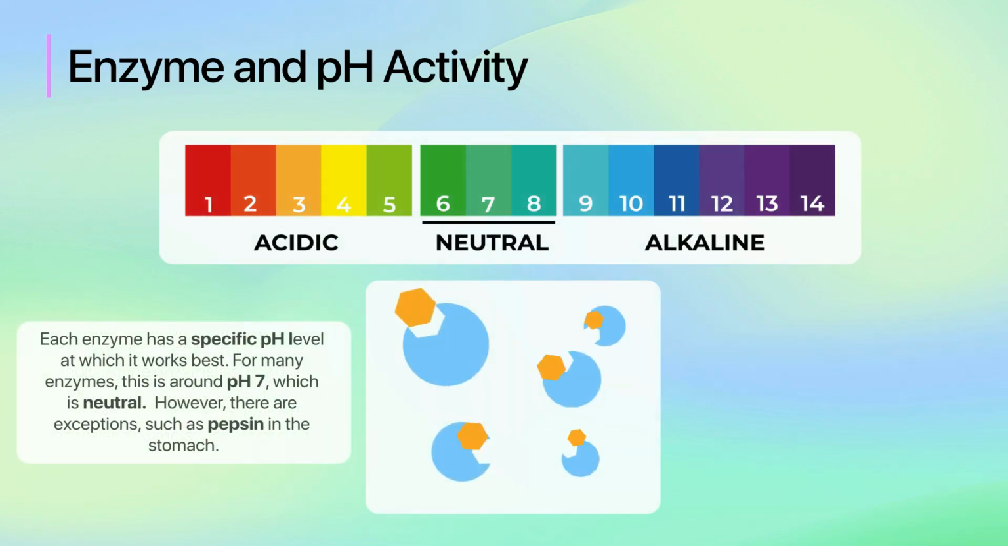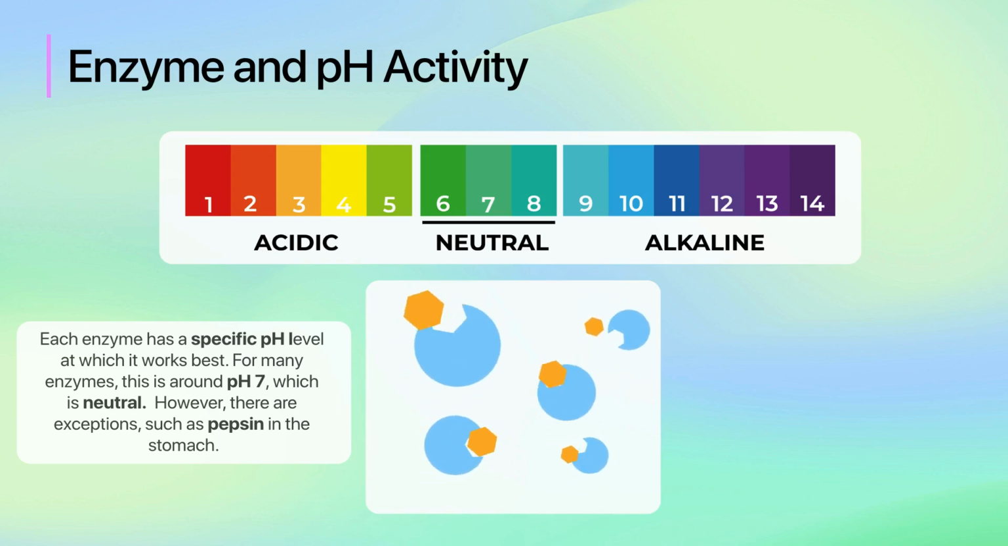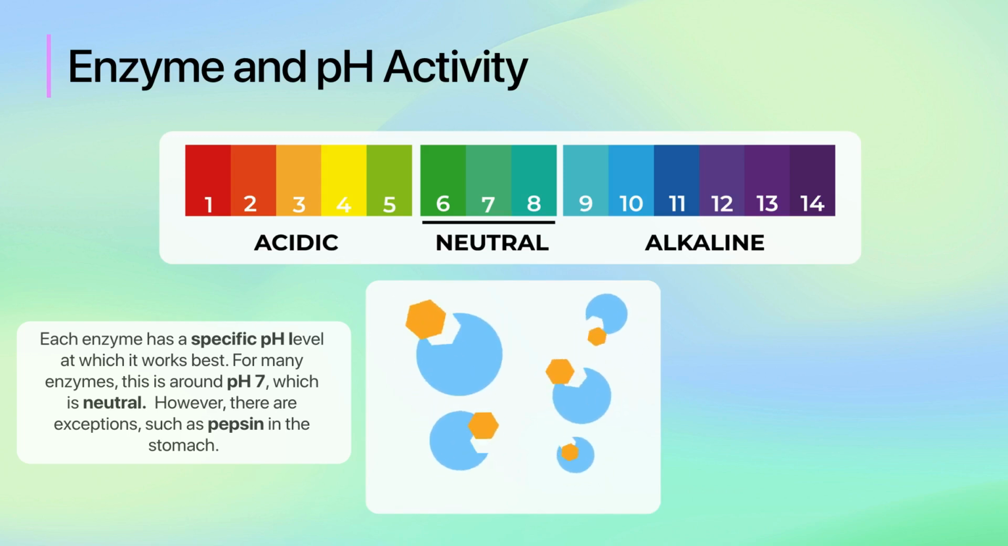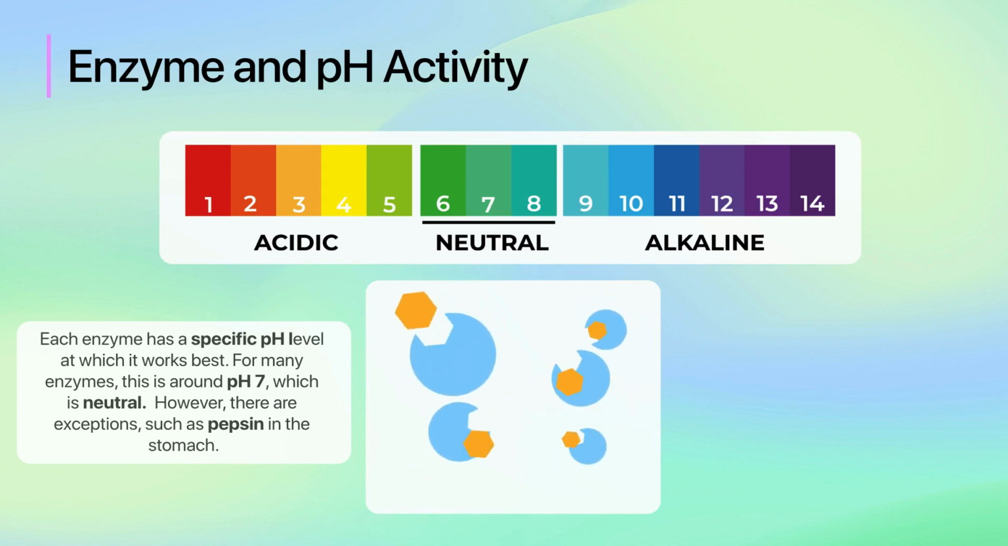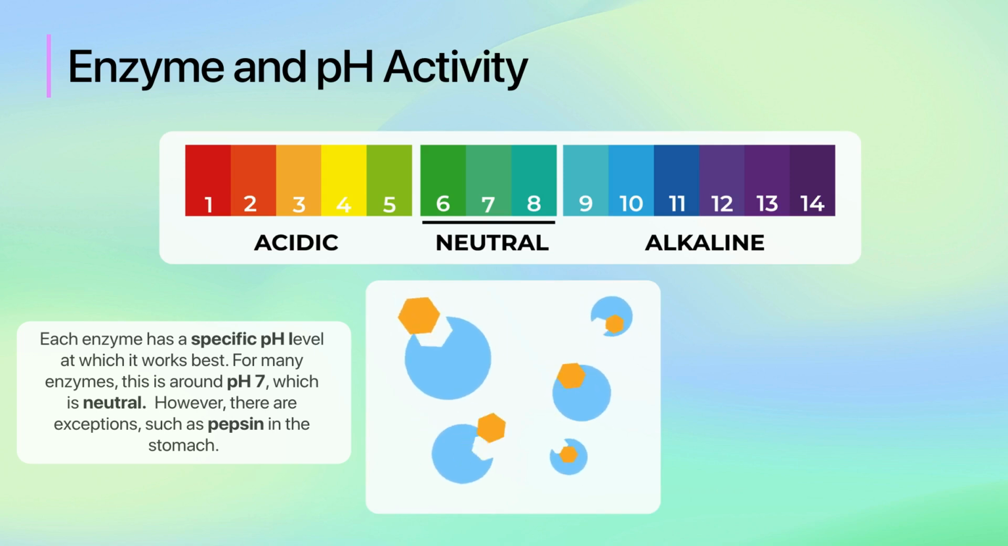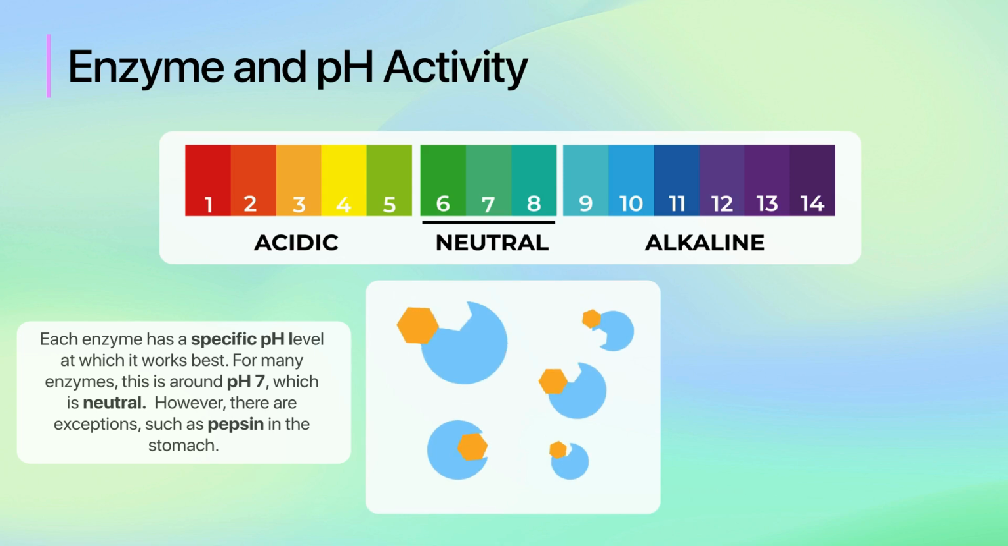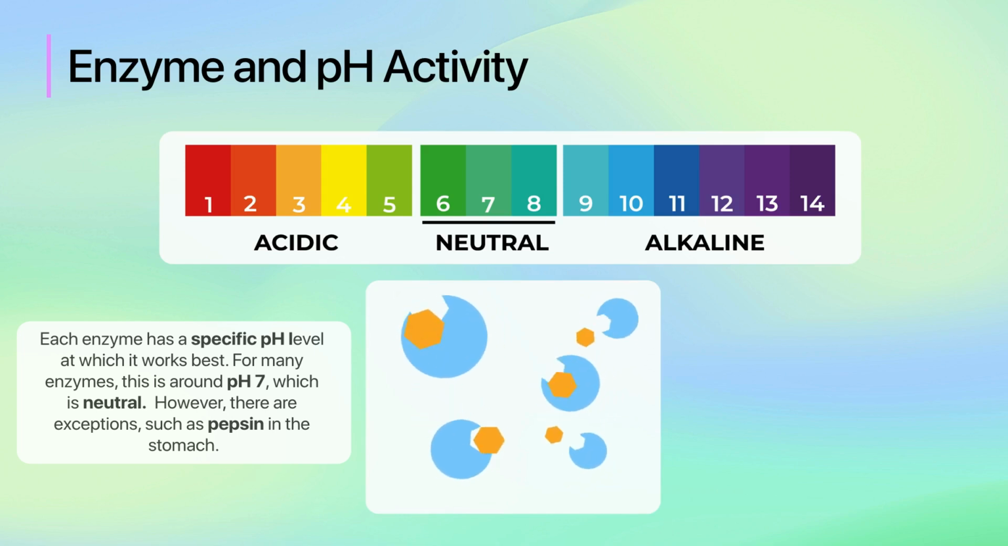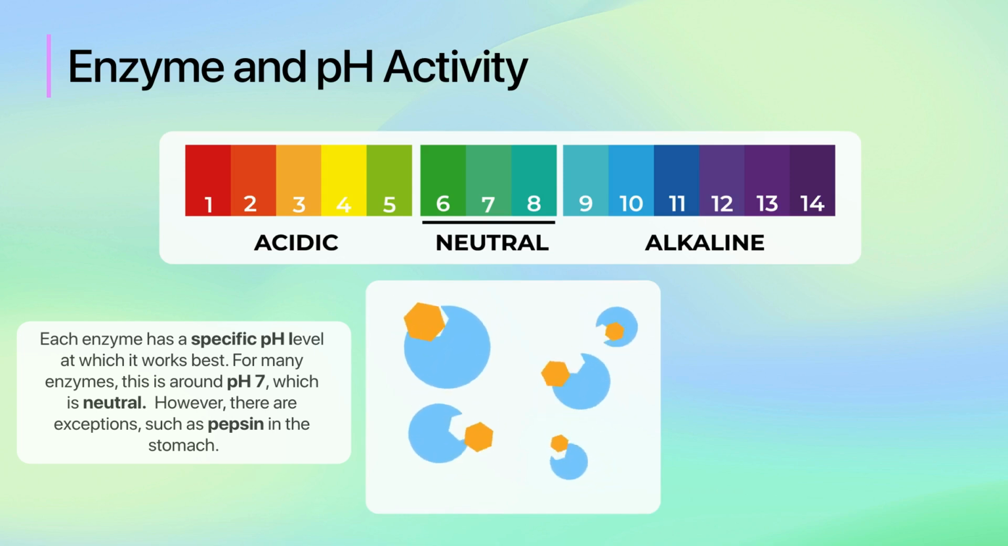Each enzyme has a specific pH level at which it works best. For many enzymes, this is around pH 7, which is considered pH neutral. However, there are exceptions. For instance, pepsin, an enzyme that digests proteins in the stomach, works best in acidic conditions at around pH 2. This matches the stomach's environment.